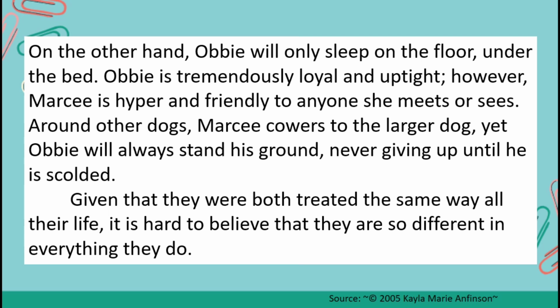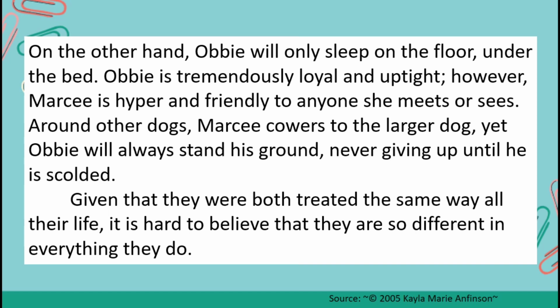Obi is tremendously loyal and uptight. However, Macri is hyper and friendly to anyone she meets or sees. Around other dogs, Macri cowers to the larger dog, yet Obi will always stand his ground, never giving up until he is scolded. Given that they were both treated the same way all their life, it is hard to believe that they are so different in everything they do.